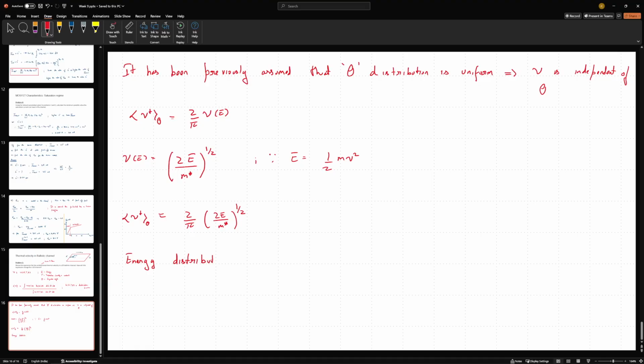Essentially, the question is how many electrons with this energy E will I have? F of E, so that is what it is going to be. It is going to be the density of states multiplied by the Fermi distribution function. Therefore, the averaged unidirectional velocity is going to be the following.